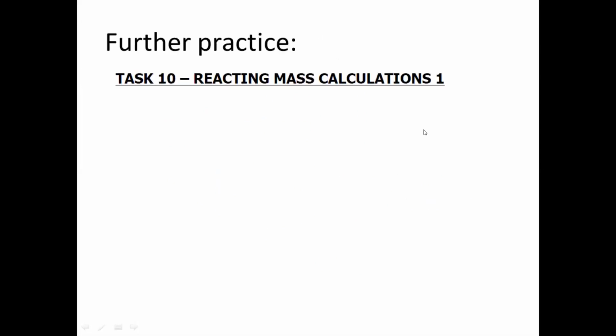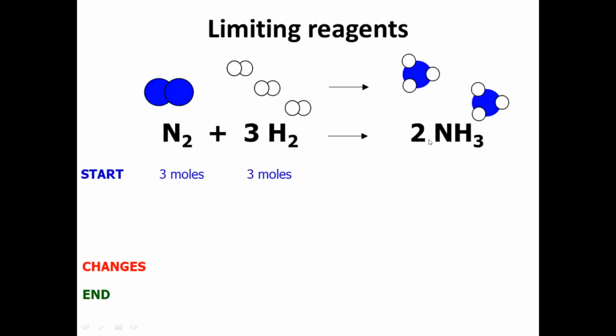So further practice for this type of calculation is task 10, reacting mass calculations, and I will make a mark scheme available. Another point that is in GCSEs, but we want you to expand on it, is limiting reagents. Limiting reagent is the reagent that reacts fully, as opposed to the reagent that is in excess, which doesn't fully react. You need to make sure that you know the vocabulary around it and can use it in calculations.